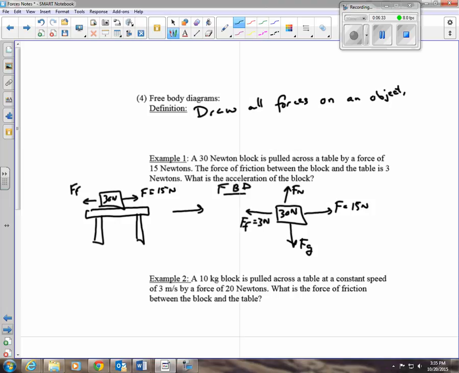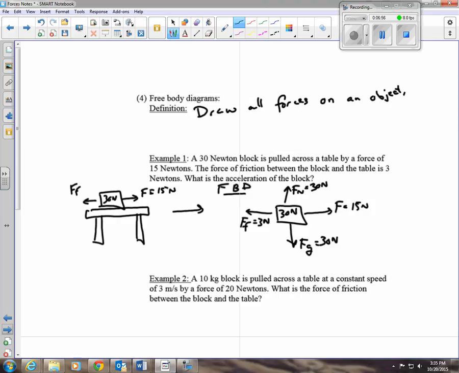All right, now let's figure some stuff out here. I kind of threw a curveball in there, maybe tricked you a little bit. I gave you a 30 newton block. Newtons is a force unit, so I'm actually giving you the force of gravity this time. So the force of gravity is 30. The normal force would also be 30, and they're going to cancel each other out.